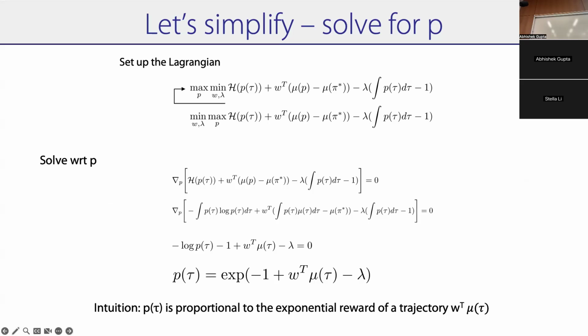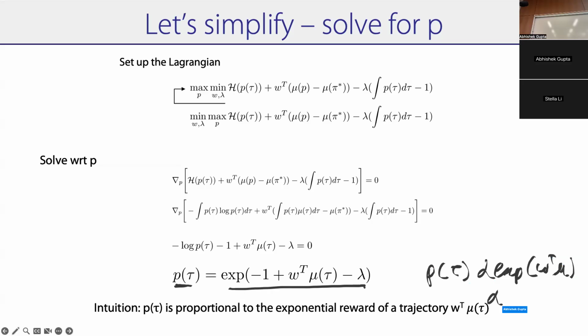Right? So this is what you call soft optimality. If you remember maximum entropy RL from actor-critic, it kind of says the same thing. But it's just saying that if you solve this with respect to P, you get P of tau is exp of minus 1 plus W transpose mu minus lambda. If you remove exp of minus 1 minus lambda as a proportionality constant, you can say that P of tau is proportional to exp of W transpose mu, which is proportional to exp of R.